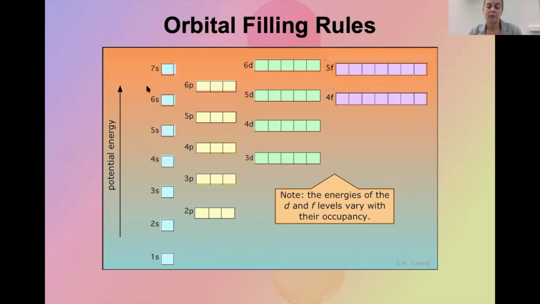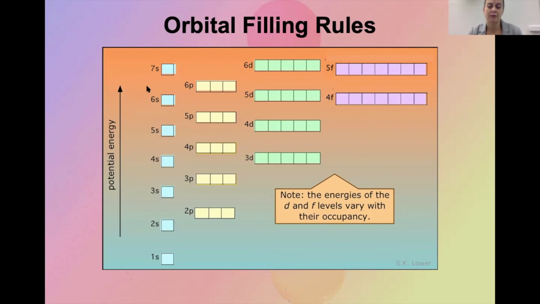Similarly, when we get to the third energy level, 3s fills first, 3p fills second, but then you'll notice that we move into the 4s orbital before we start filling the 3d orbital. So when they are unoccupied, the 3d energy level is slightly higher than the 4s energy level. Once they're occupied, that energy starts to shift a little bit. And so that means that they fill 4s first, but they empty 4s first as well. So when we start talking about formation of ions, the s orbitals empty before the d orbitals.